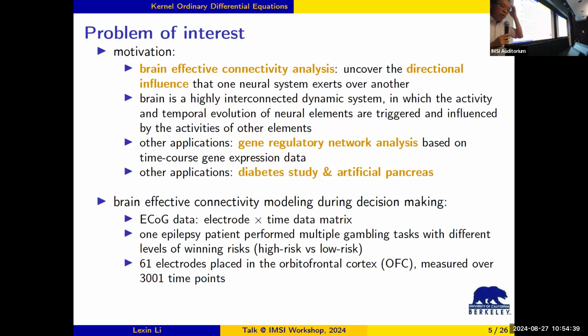So the particular data we are looking at was collected from one epilepsy patient, and we asked this patient to perform some gambling tasks with different levels of winning risk, like high risk tasks and low risk tasks. During those tasks, we collected this epoch data from 61 electrodes placed in the orbitofrontal cortex area of this patient. And from each electrode, we collect time series data. So the data is in the format of an electrode by time matrix.